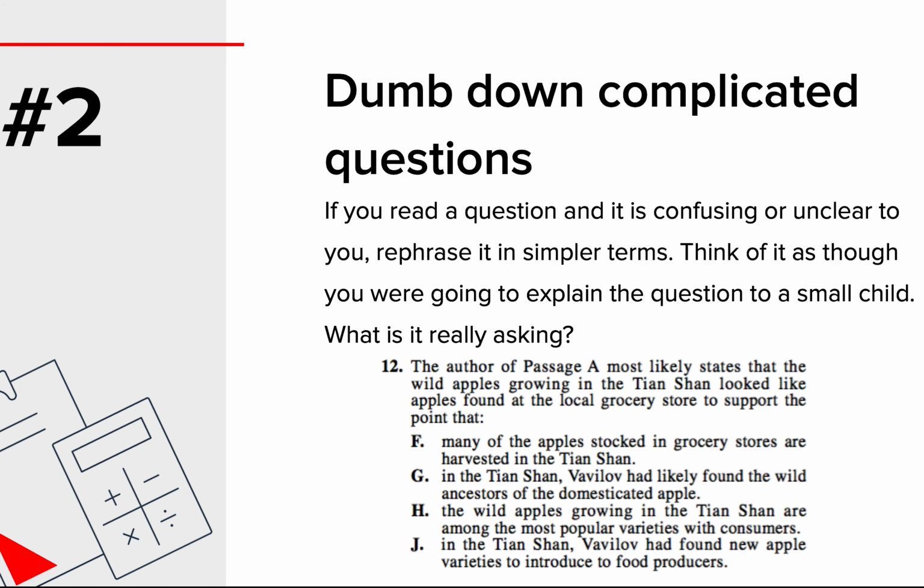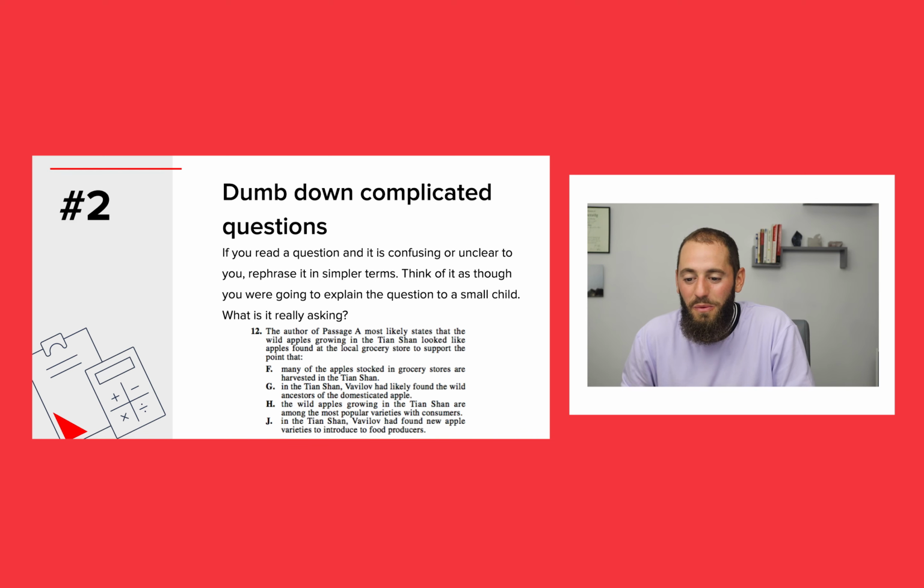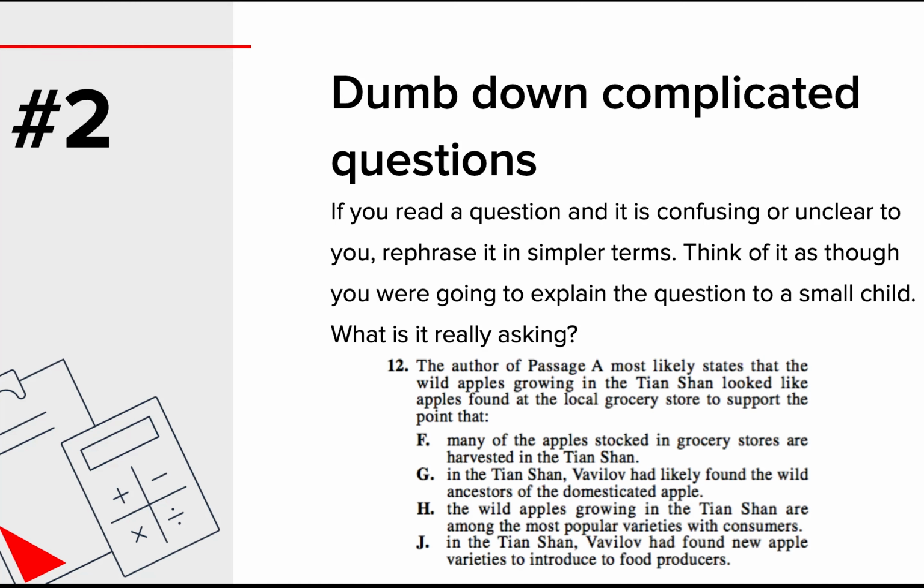So the author of passage A most likely states that the wild apples growing in Tishan look like apples in the grocery store to support the point that... it's a lot. Okay? So take a second and say, how would you summarize it, starting with either who, what, where, or why, to actually make this an easily answerable question. Why does the author say that wild apples look just like apples found in the grocery store? Why does he do that?